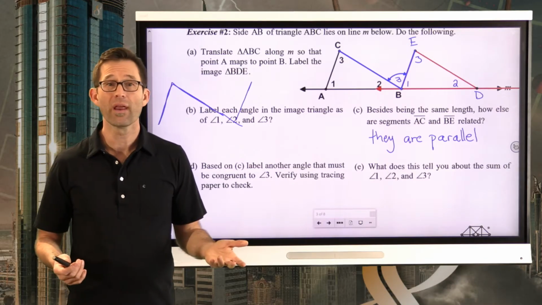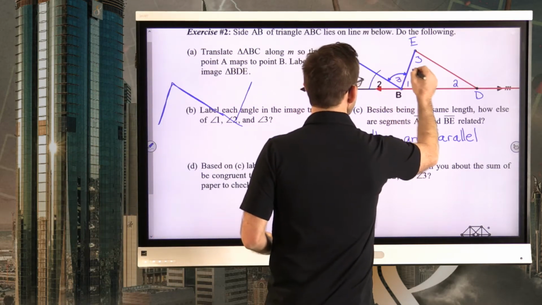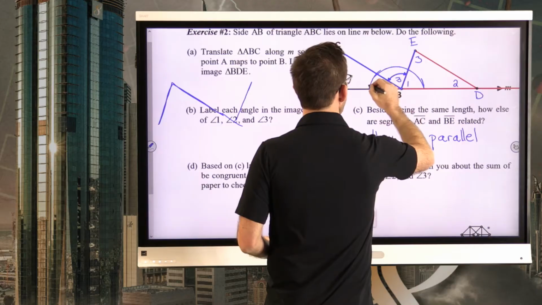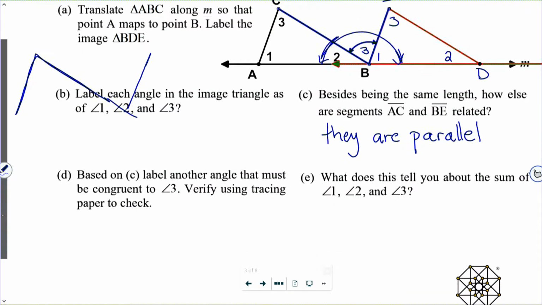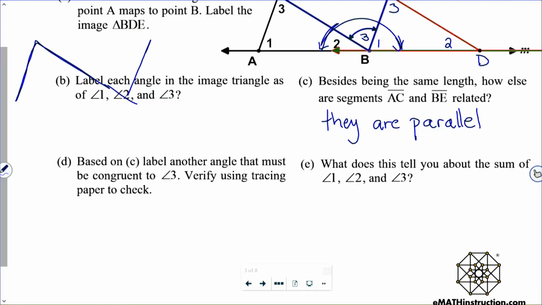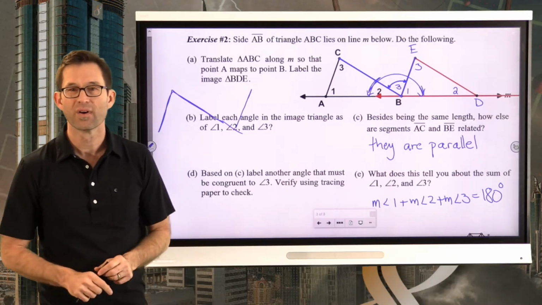Well, they must add up to 180, right? They have to add up to 180 because here is that straight angle, and that straight angle is comprised of angle 2, angle 3, and angle 1. So the measure of angle 1 plus the measure of angle 2 plus the measure of angle 3 must be 180 degrees, all right? And that is true of all triangles.